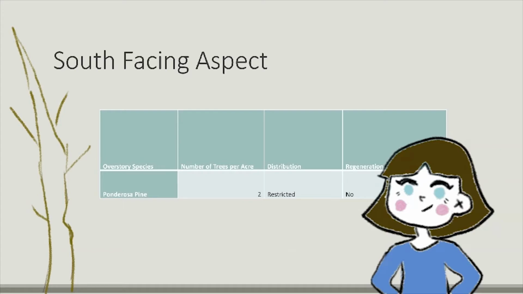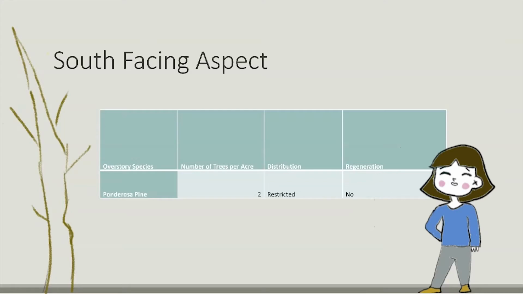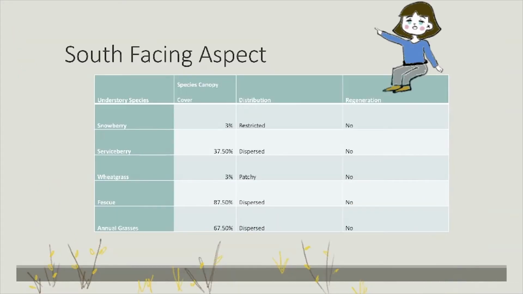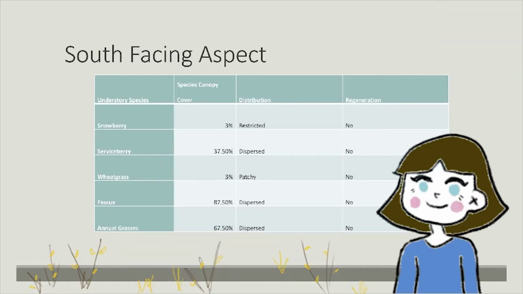For the south-facing aspect, the area looked to be more barren. There are fewer large trees and more grasses. The understory species included fescue, annual grasses, serviceberry, snowberry, and wheatgrass. These types of plants are more adapted to drier conditions and to the intense solar radiation hitting them. The soil is a lot drier here because of less precipitation due to the rain shadow effect.